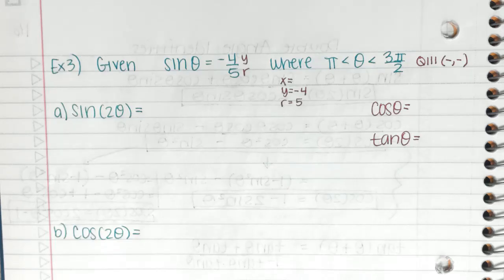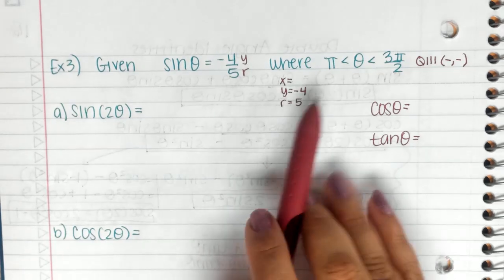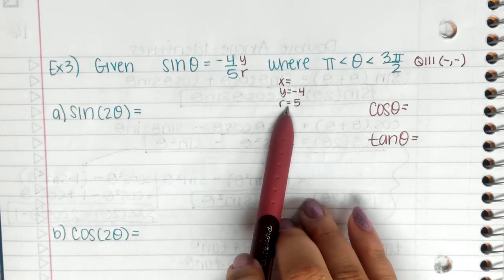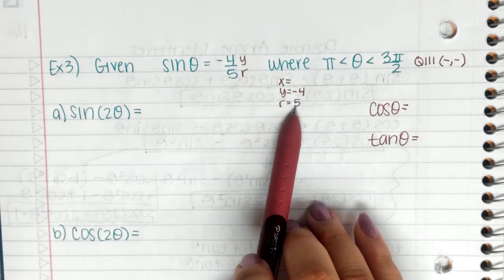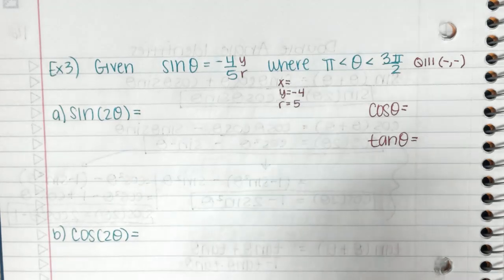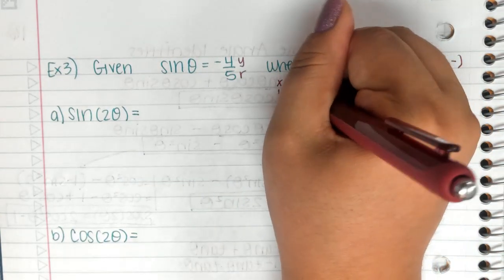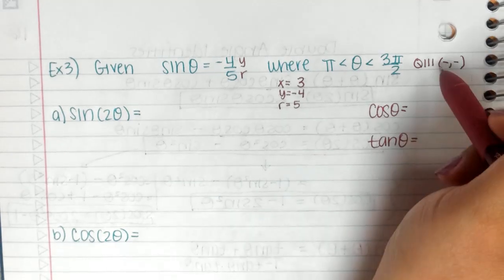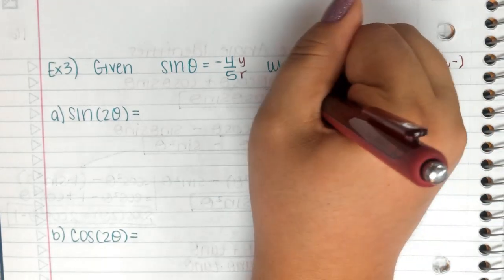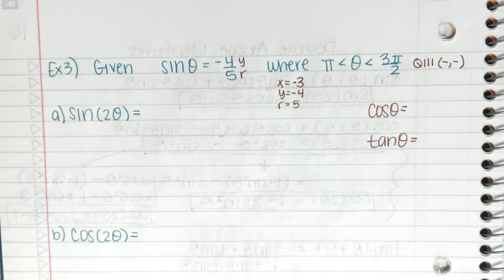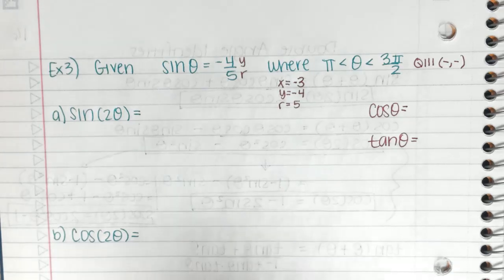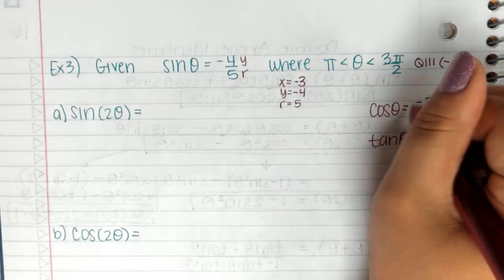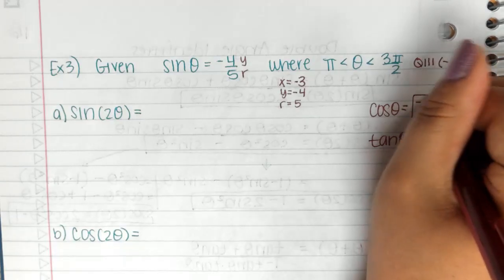All right, I don't know if it was quite 2 minutes, but I'm going to go over it. I got sine is y over r. So if I know y is -4 and r is 5, what is x? But it's not just 3. It is in quadrant 3, so it's going to be negative 3. And so for my cosine, remember cosine is x over r, so negative 3 over 5.